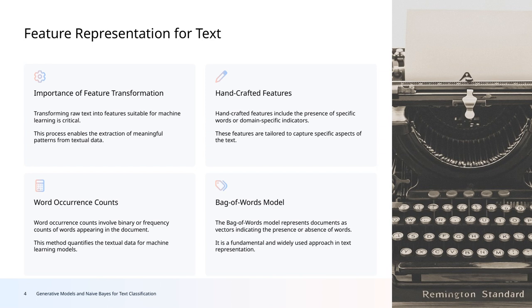In addition to just noting presence or absence, we also look at word occurrence counts. These can be binary, simply indicating if a word appears, or they can be frequency counts, showing how many times each word appears in the document. This helps quantify the textual data, making it easier for models to learn patterns.